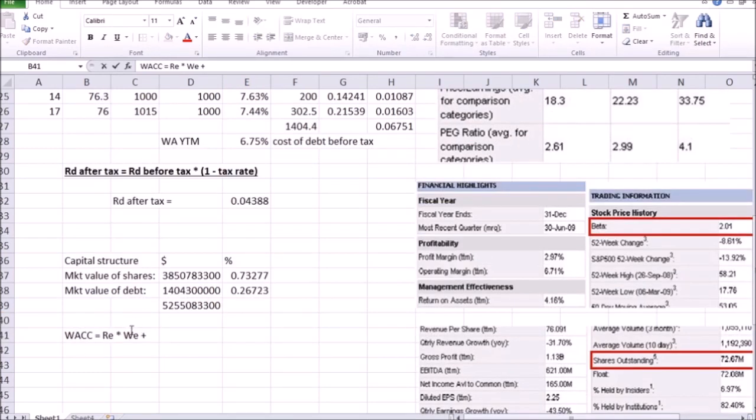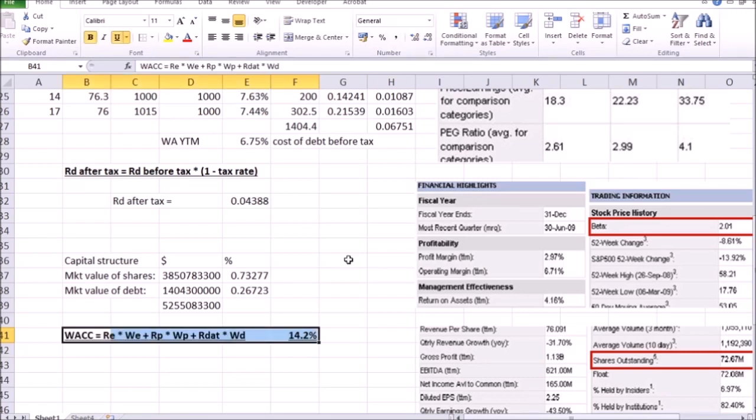where the weighted average cost of capital is equal to the cost of equity multiplied by the weight of equity in the capital structure, which in this case is around 73.3%, plus cost of capital raised through preferred shares multiplied by the weights of the preferred shares in the capital structure. In this example, we don't have any of those. And plus cost of debt after tax multiplied by the weight of debt in the capital structure, which is in this case 26.7%. And finally, this formula gives us the weighted average cost of capital of 14.2%.